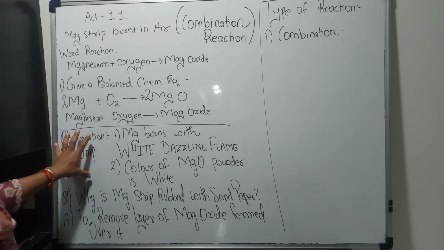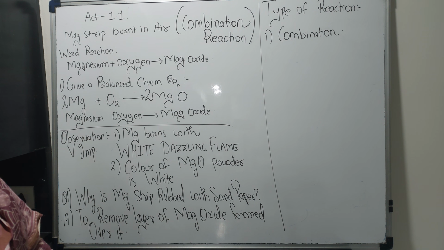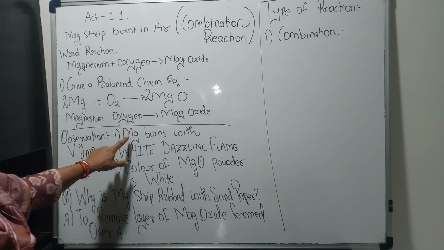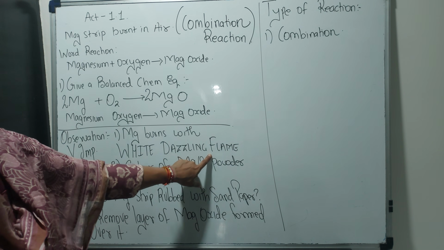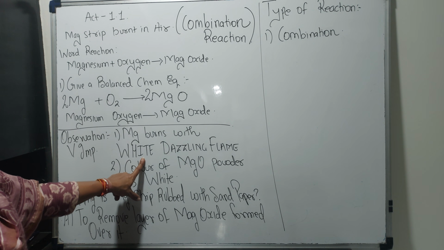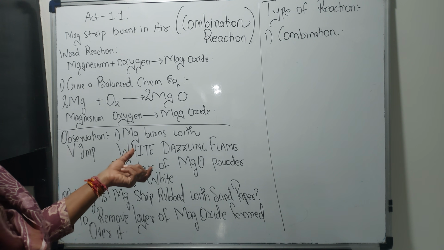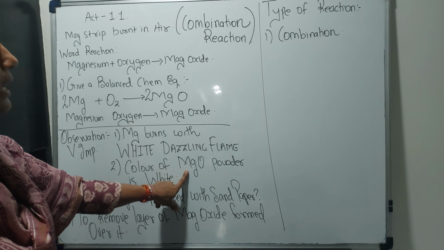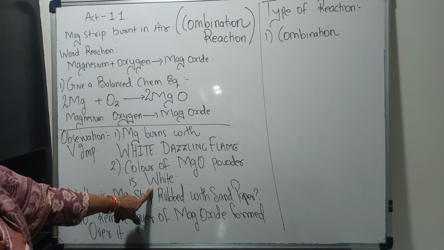Then, what is the observation of this activity? Every metal when burns in air has a characteristic color of the flame. Remember, when magnesium burns in air, it burns with a white dazzling flame. Dazzling is sparkling light, correct? So remember the color of magnesium flame, white dazzling. Now, at the end of the process, you see some powder which is left behind. That is actually magnesium oxide, and the color of magnesium oxide is white.